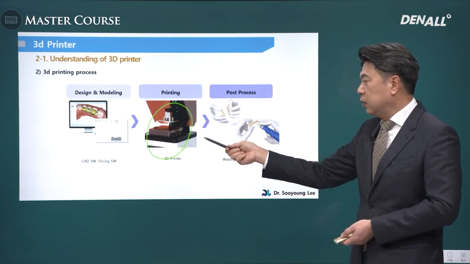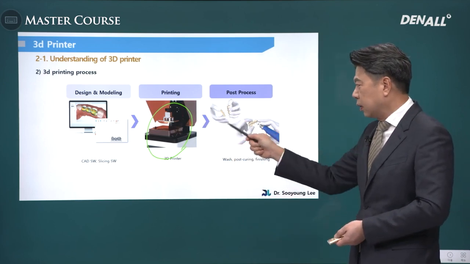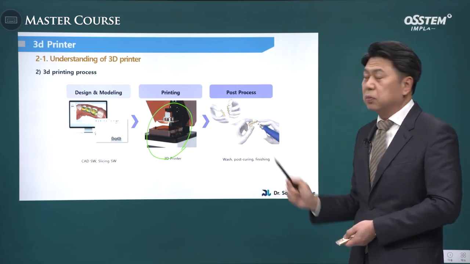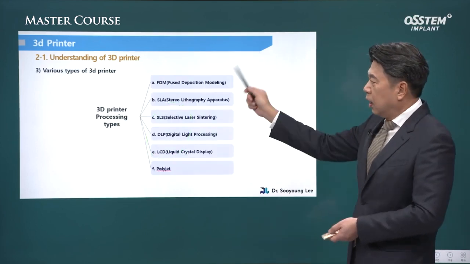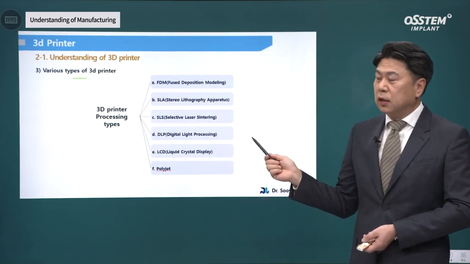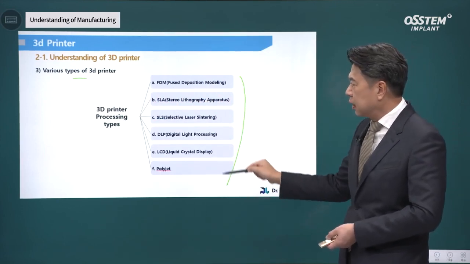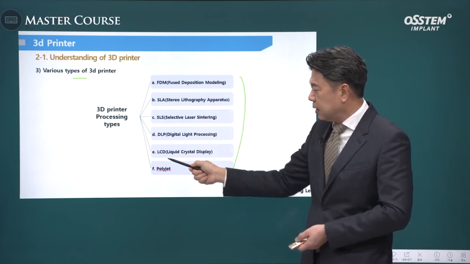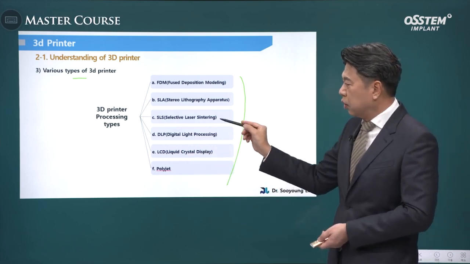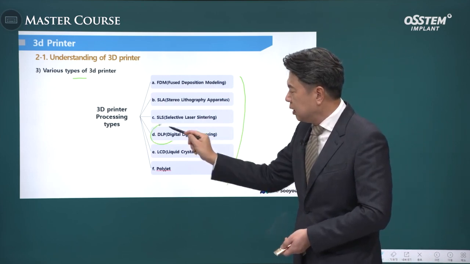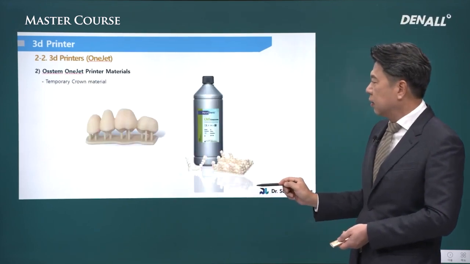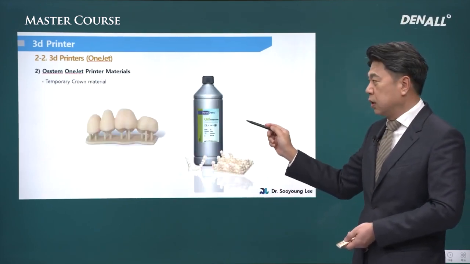After fabrication, post-processing should be performed. Sprues need to be removed and post-curing and finishing should be performed. There are so many 3D printers, a variety. In dentistry, we usually use these 6: FDM, SLA, SLS, DLP, LCD, and PolyJet. I don't have time to go over them one by one. Austin uses DLP and LCD in general. DLP and LCD types. Four resin types are available from Austin.